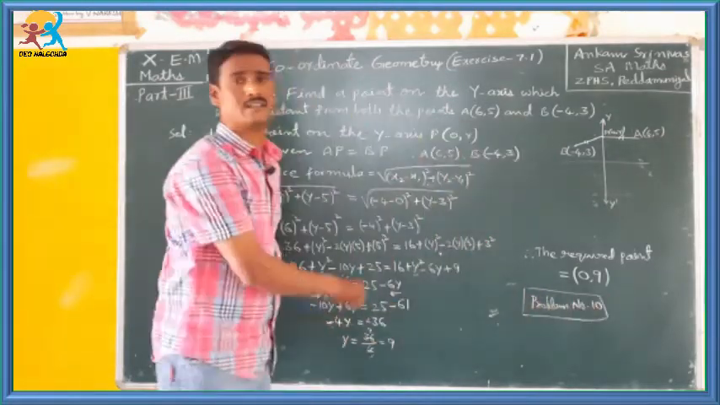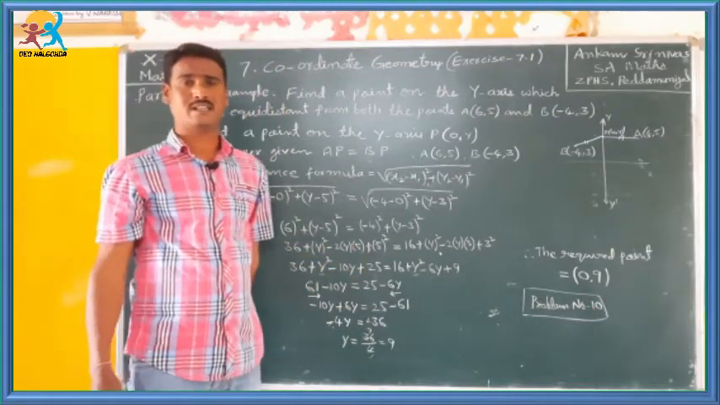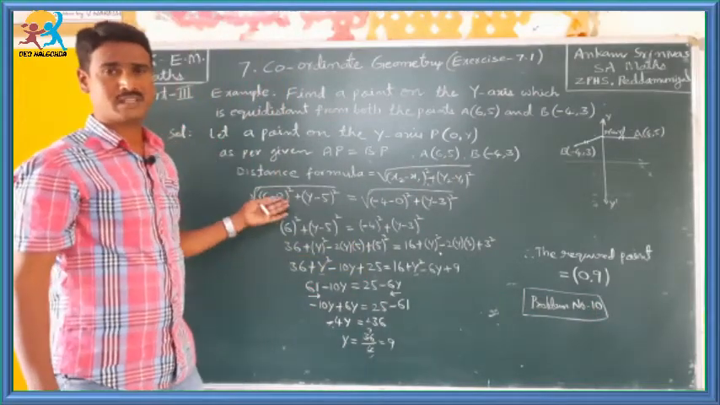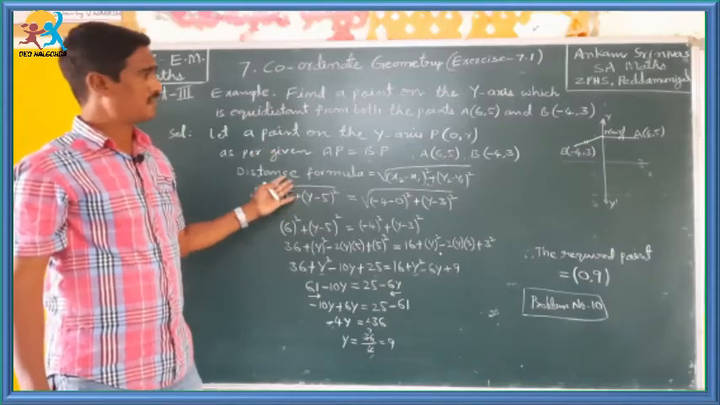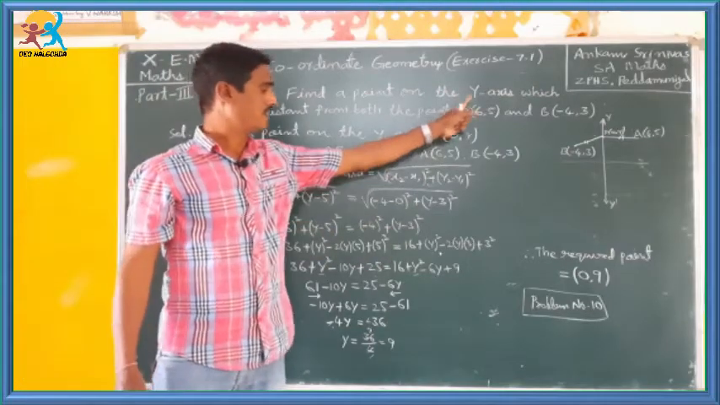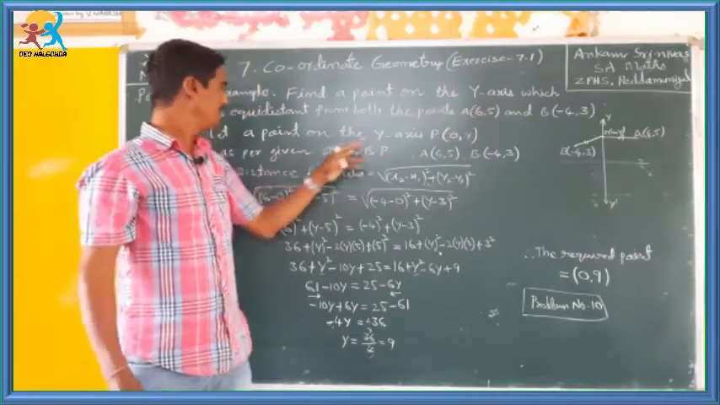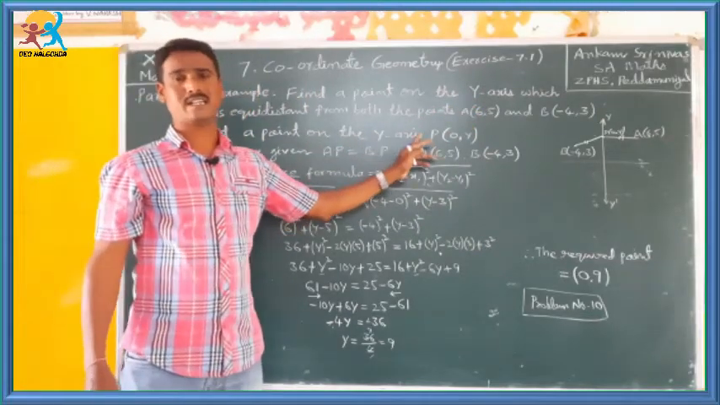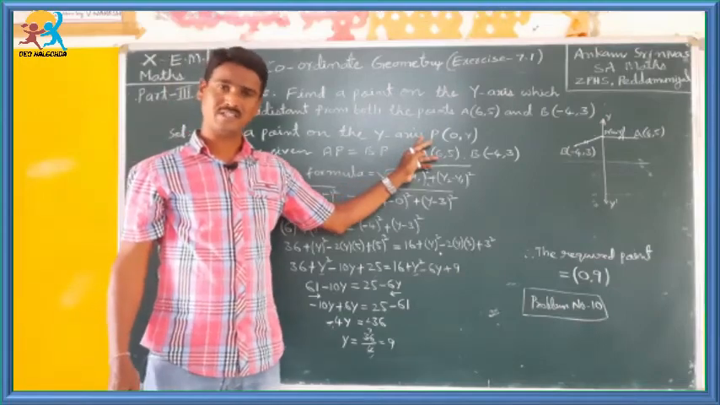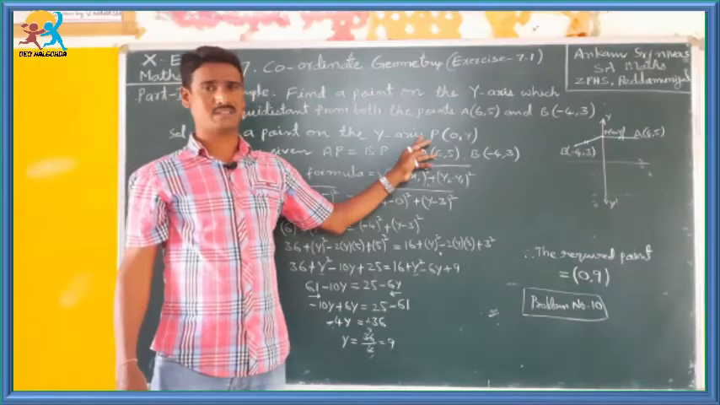Problem number 10, solve it yourself, and following the same method you can get it easily. But in this problem you are given the x-axis. Then you suppose a point on the x-axis with y coordinate 0, that means x comma 0.